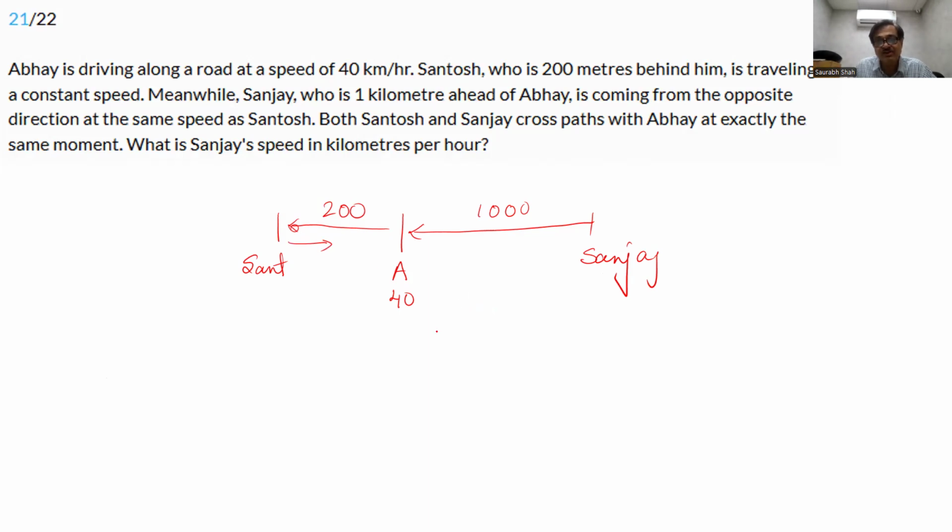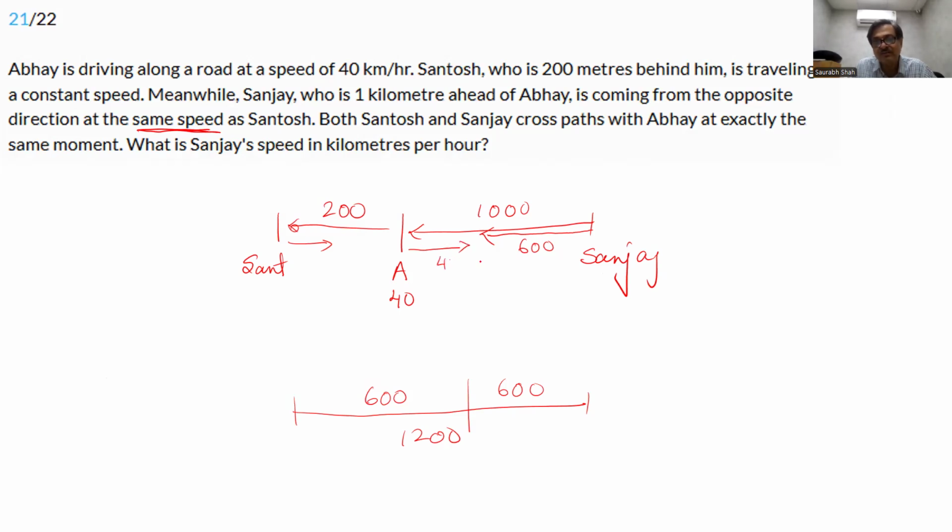Now, the key part important is same speed. Sanjay and Santosh have the same speed. So Sanjay and Santosh we can see are 1200 meters apart. And if they're the same speed, they will both cover 600 meters. So Sanjay will cover 600 meters. He is 1000 meters away from Abhay. So Abhay has to cover 400 meters.